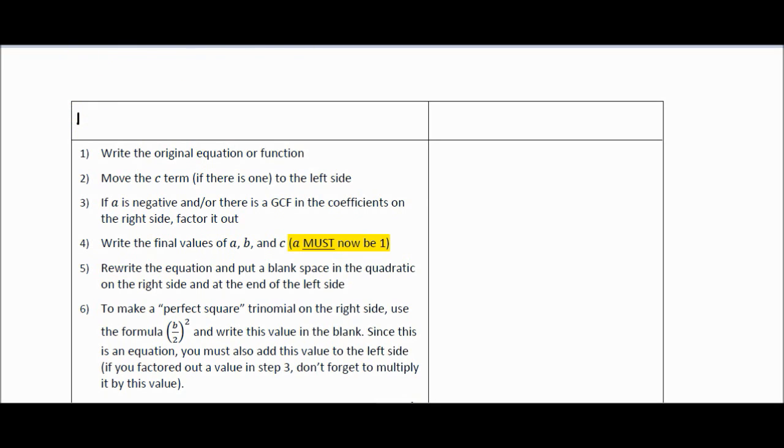Let's write this in red, if I can get red. How about if I write EQ? Essential question. How do I complete the square?